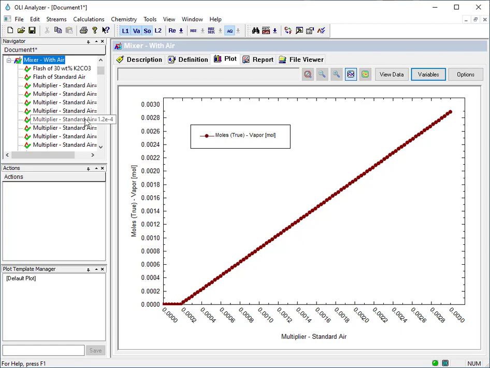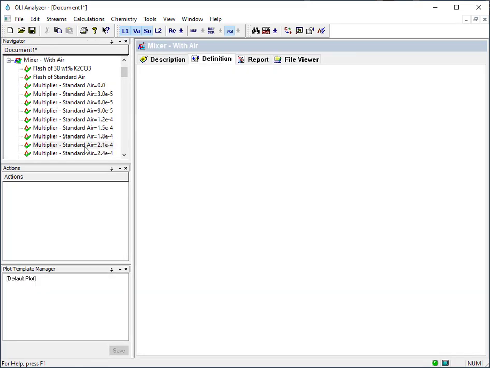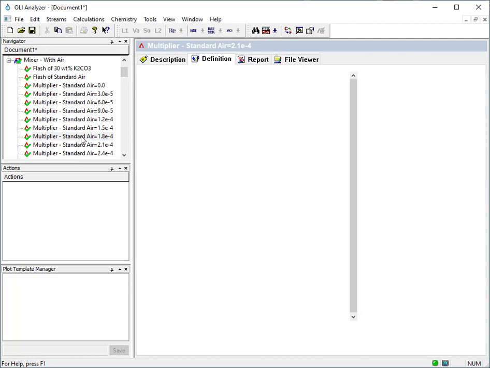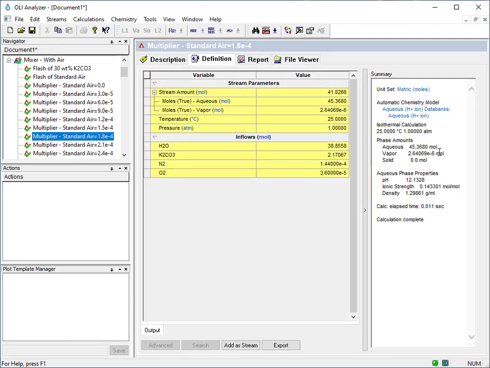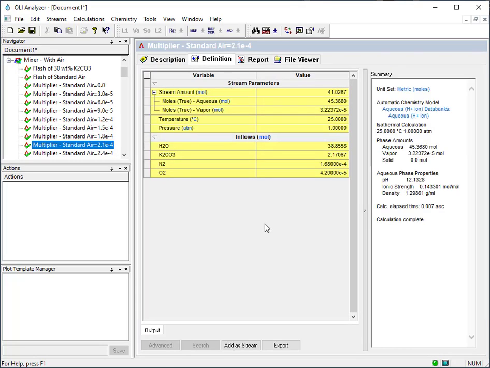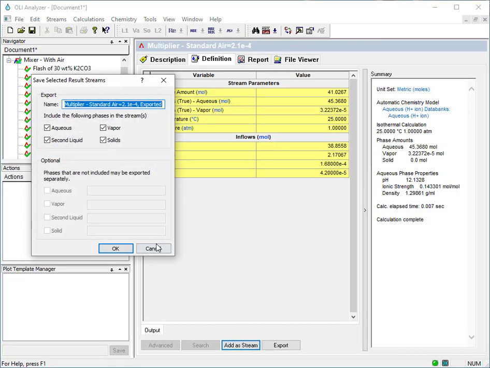I expand the tree. I need to move things around a little bit so you can see them. And there's the 2.1. You can see I have vapor in the summary. If we go to the point just before it, there's also some vapor. I could take it there. But if I go too far, there's no vapor. So 2.1 is what I used previously. I'm going to use that. I am going to actually add this as a stream.